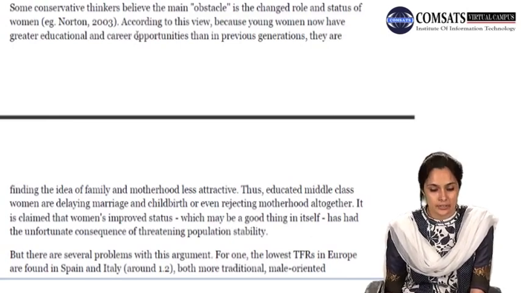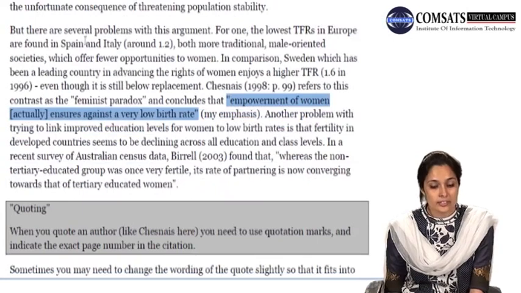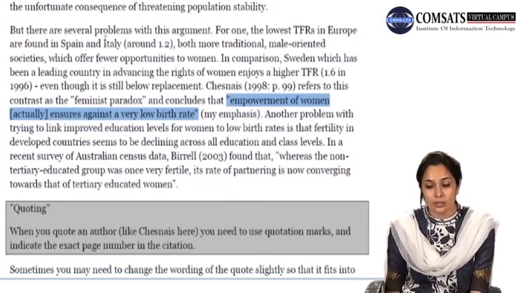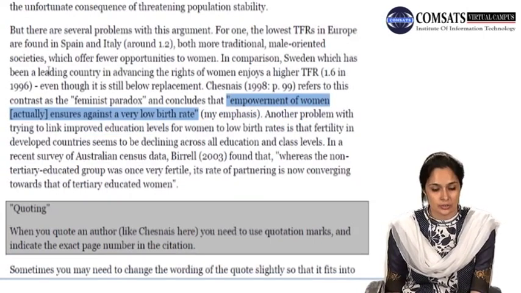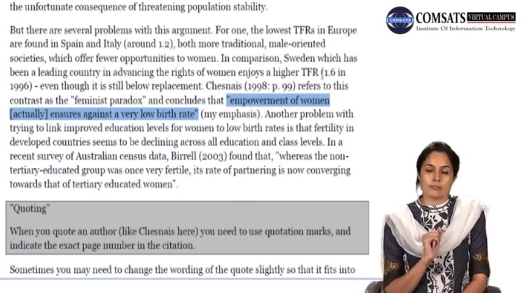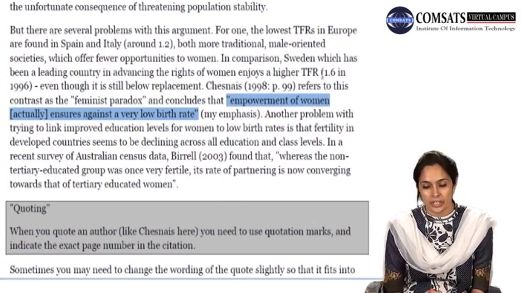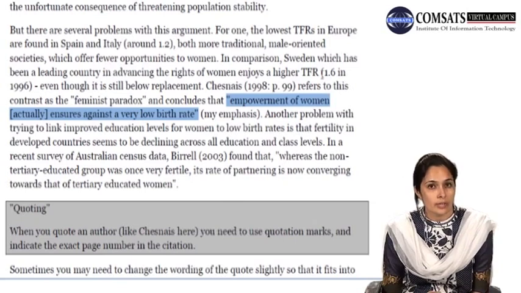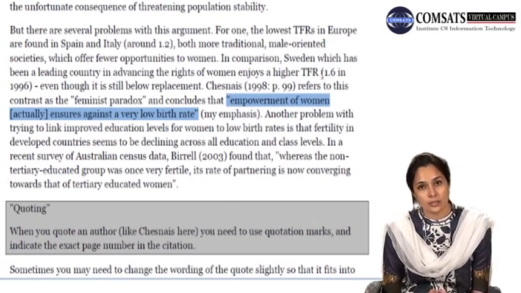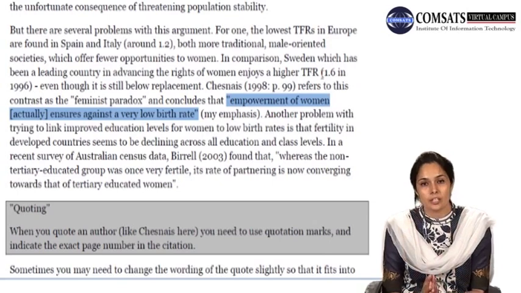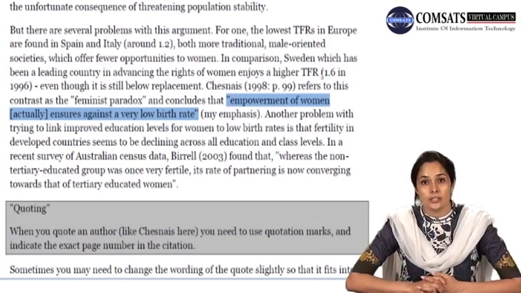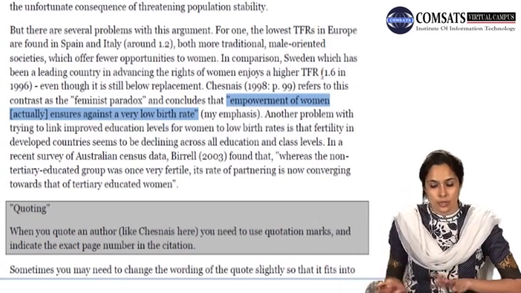This is another claim for them to positively highlight their topic. But there are several problems with this argument. For one, the lowest TFRs in Europe are found in Spain and Italy, both more traditional male-oriented societies which offer fewer opportunities to women. In comparison, Sweden, which has been a leading country in advancing the rights of women, enjoys a higher TFRs. Now, these are very, very convincing points on the part of the writer of this essay. He or she has given very solid arguments negating the claim that is there in the topic.